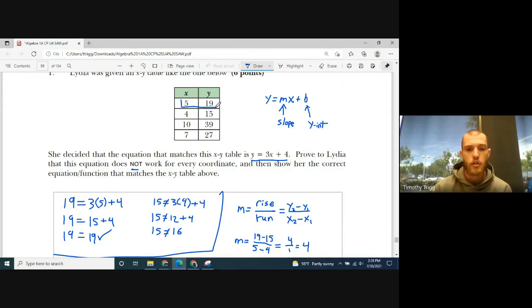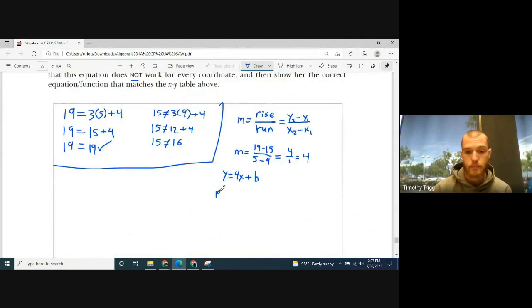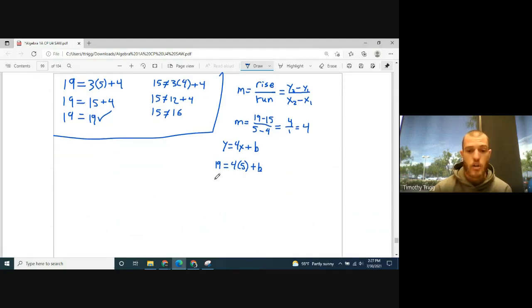I'm just going to go ahead and use the first point again. But again, you could use any point. So we're going to replace the x with 5 and the y with 19, and we're going to solve for b. Once we have m and b, then we can write our equation. So this will be 19 equals 20 plus b. Subtract 20 from both sides to get b by itself. So that gives us that -1 equals b.